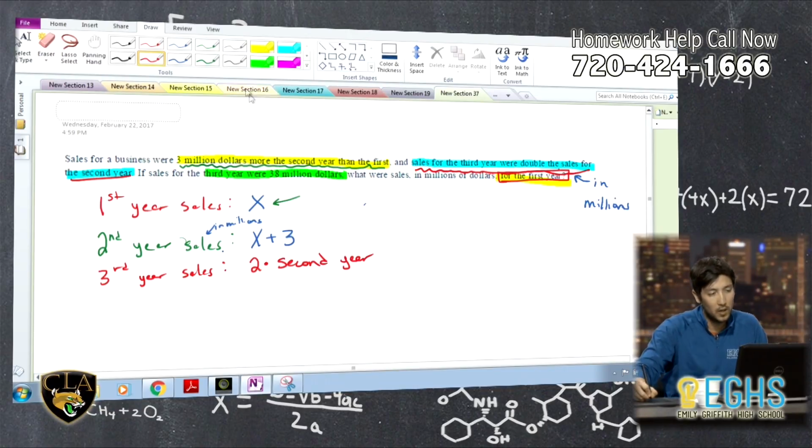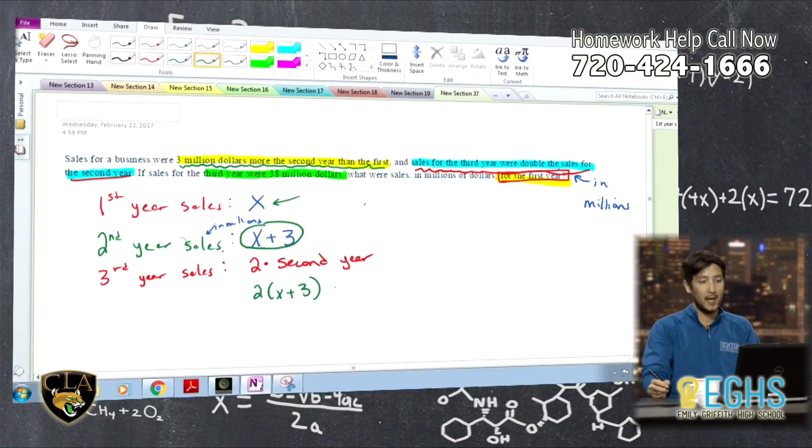And then think about what represents second year sales. This is second year sales. So you're going to do 2 times x plus 3. So we have all these relationships. We have first year sales, x. Second year sales, x plus 3. Third year, 2 times x plus 3.